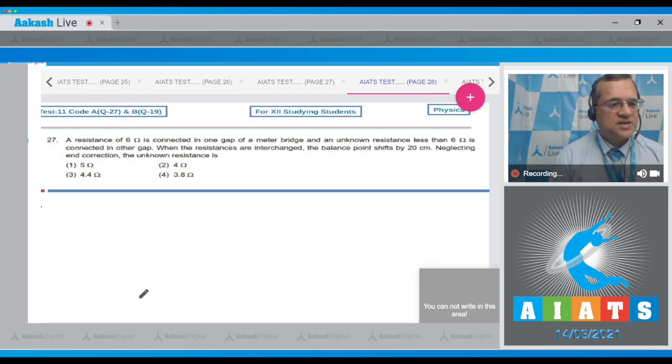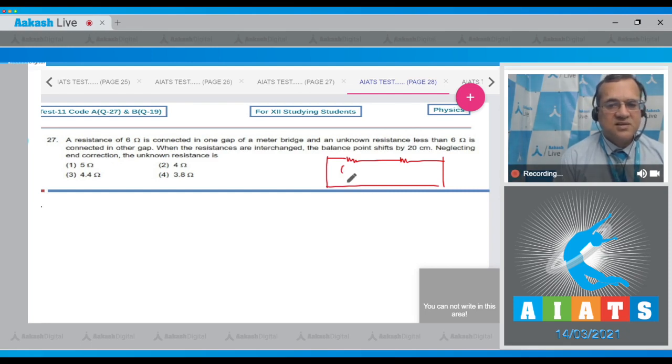The question number 27 says a resistance of 6 ohm is connected in one gap of a meter bridge and an unknown resistance less than 6 ohm is connected in the other gap. When the resistances are interchanged, the balance point shifts by 20 centimeter. Neglect end correction. Now, dear student, this is the bridge, and this is your meter bridge of length 100 centimeter, and he says 6 is the resistance here, and there is a resistance with value less than this one.